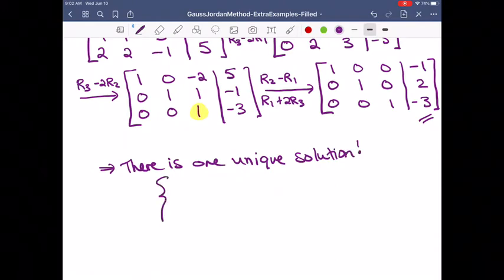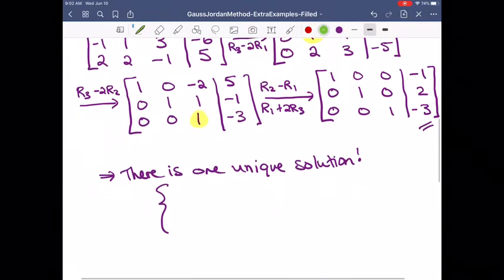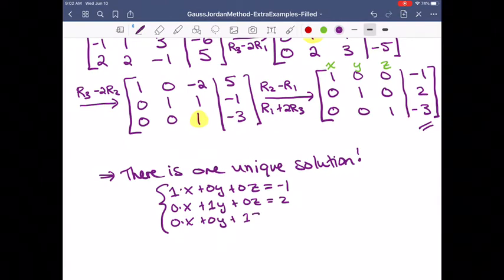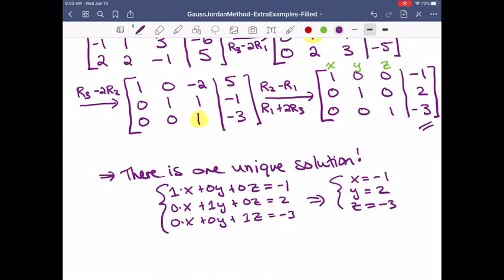Okay, and the solution you can read from the last matrix. So remember the variables went x, y, z. So row 1 says 1 times x plus 0 times y plus 0 times z equals negative 1. 0 times x plus 1 times y plus 0 times z equals 2. 0 times x plus 0 times y plus 1 times z equals negative 3. Okay, so the zeros go away. So essentially we get x equals -1, y equals 2, and z equals -3. Okay, so that's our solution.